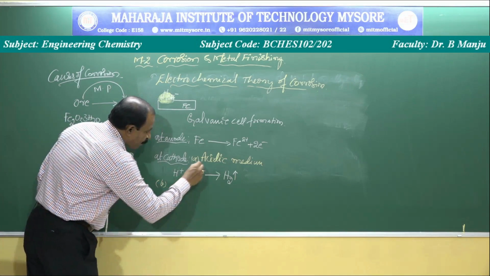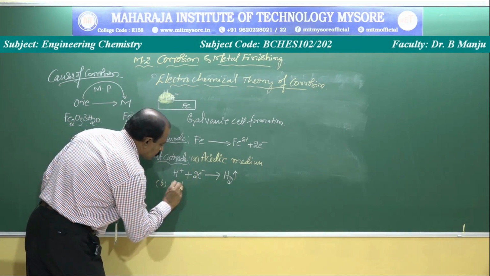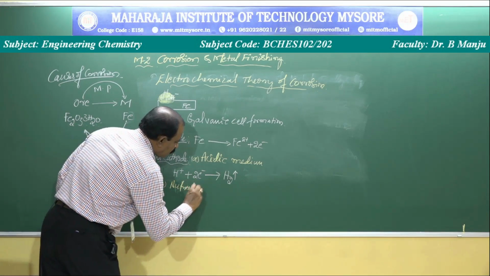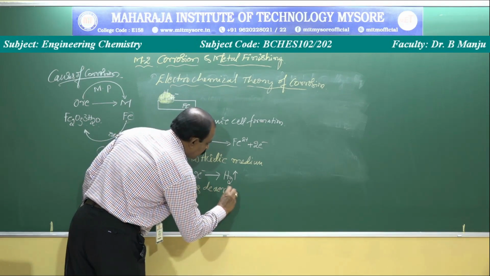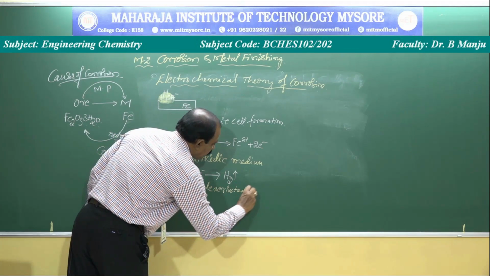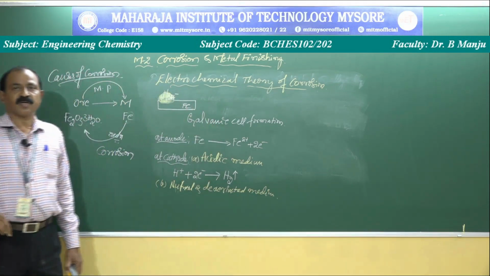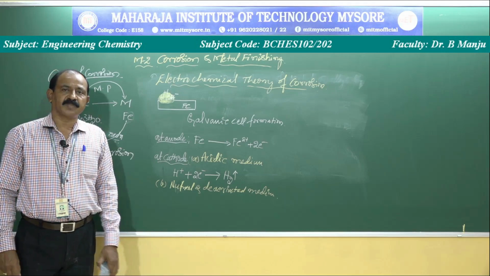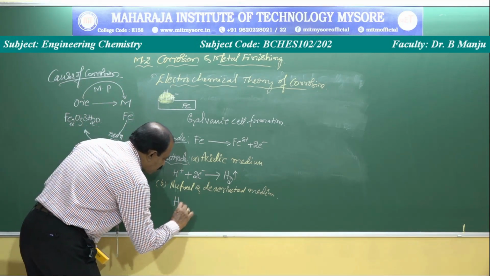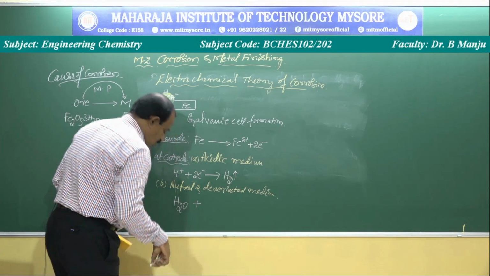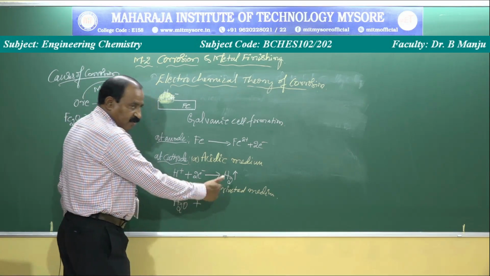The second condition is a neutral and deaerated medium. Aerated means in presence of oxygen. Deaerated means absence of oxygen. A neutral example is water. Water is a good example for a neutral solution. Then water in absence of oxygen, without oxygen.